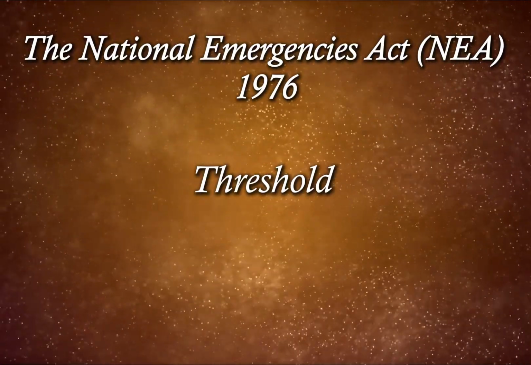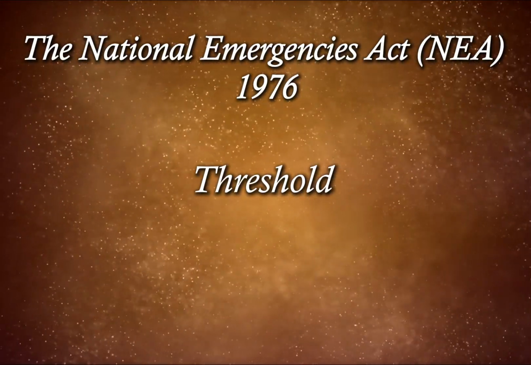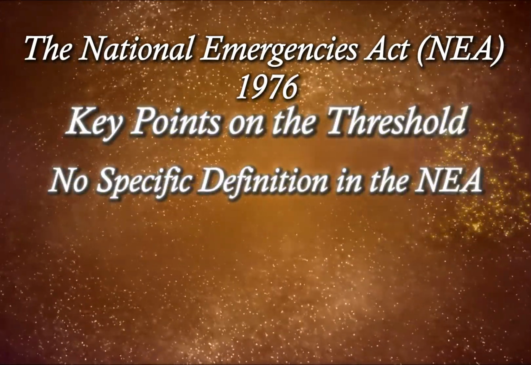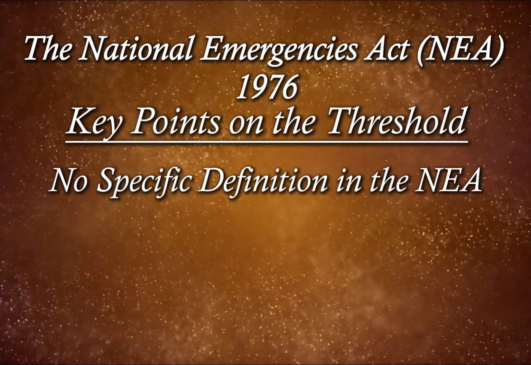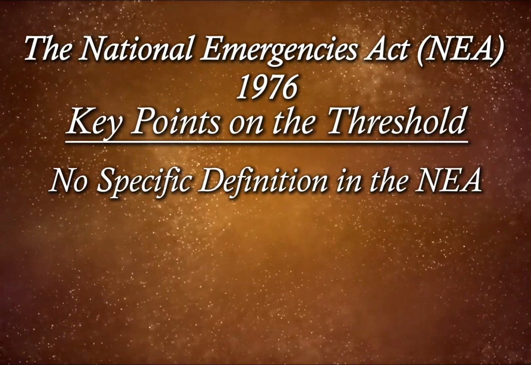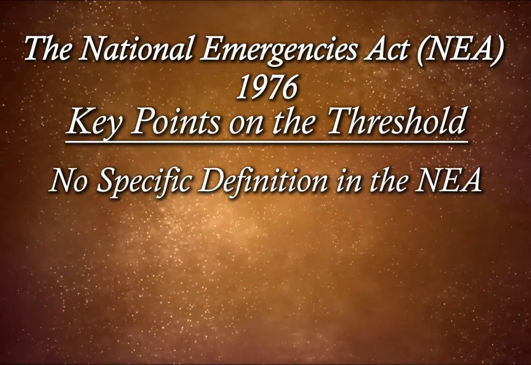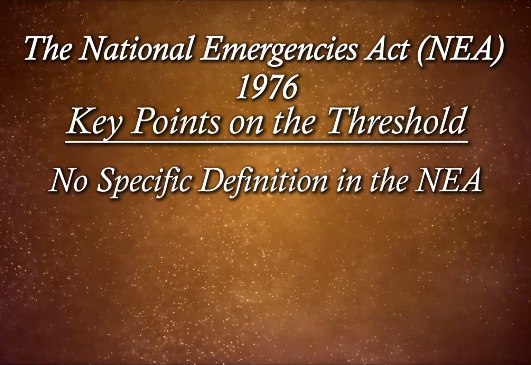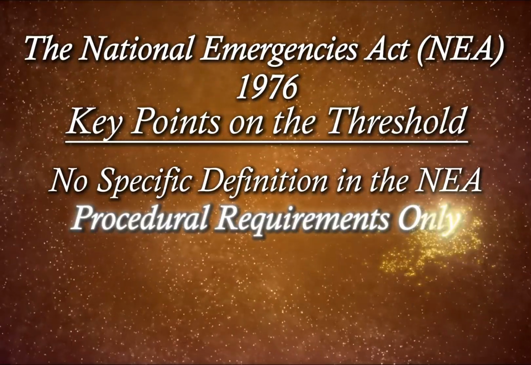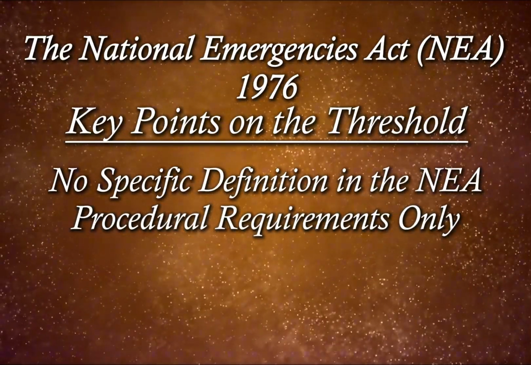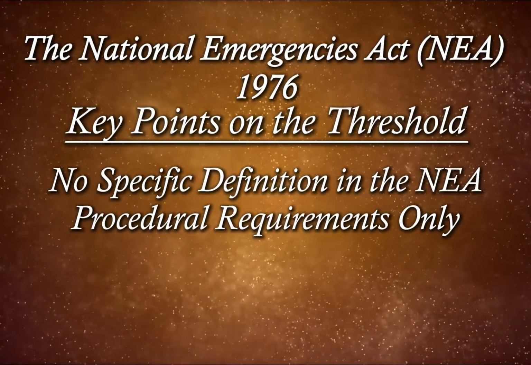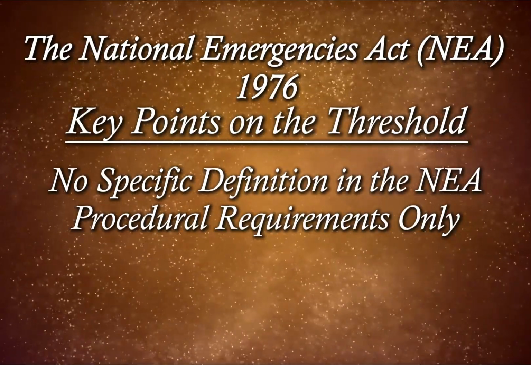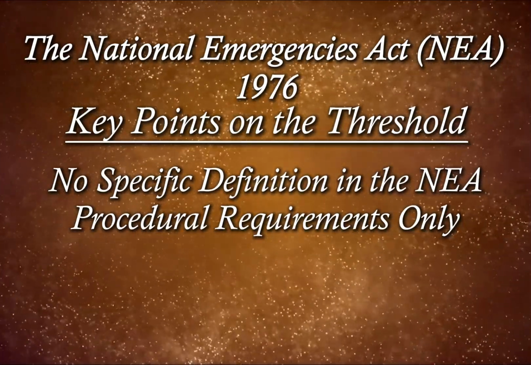Instead, it grants the president broad discretion to determine when a national emergency exists. Key points on the threshold. 1. No specific definition in the NEA. The statute does not define what constitutes a national emergency. The determination is left entirely to the president's judgment. 2. Procedural requirements. Only the president must: issue a formal proclamation; identify the specific statutory powers being activated; publish the declaration in the Federal Register; notify Congress of the action.